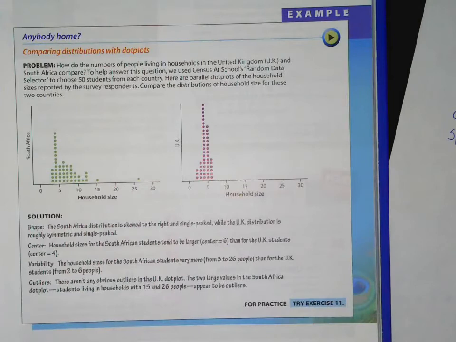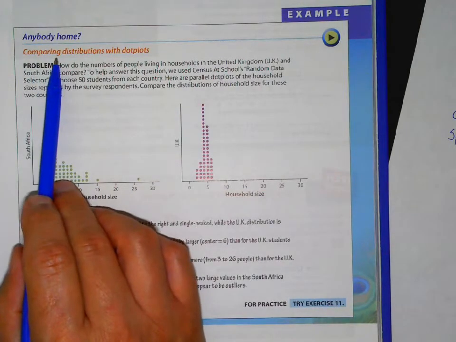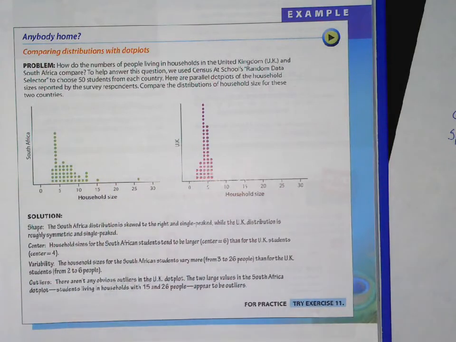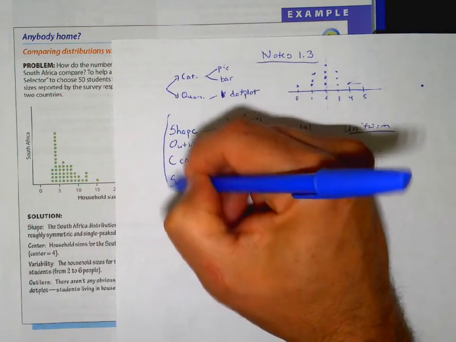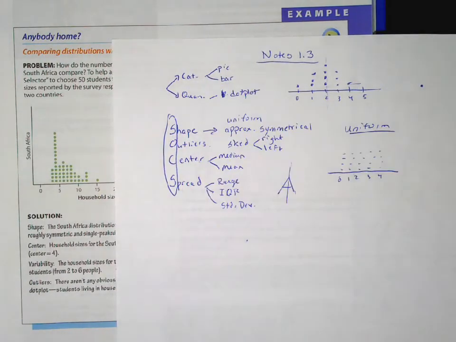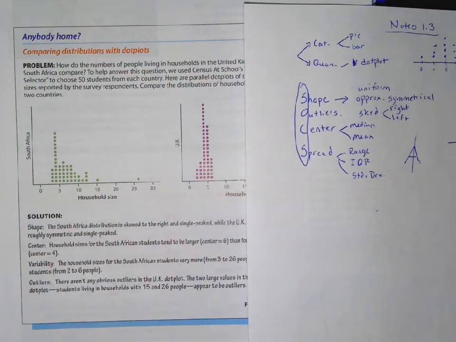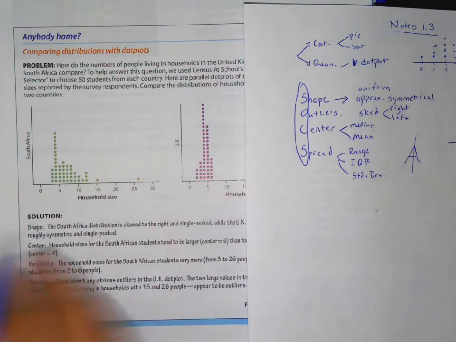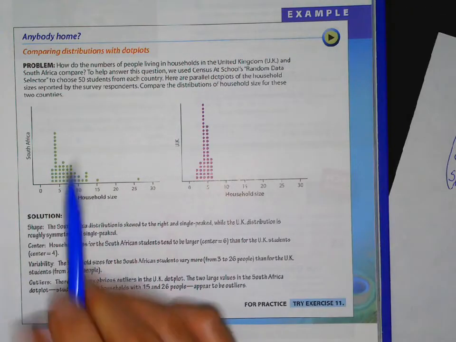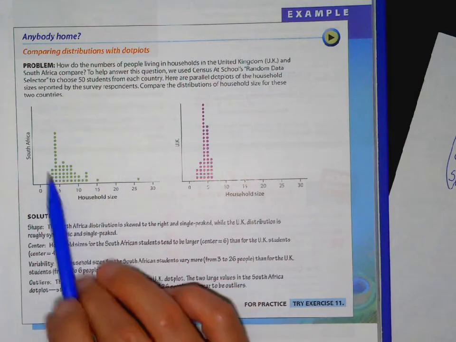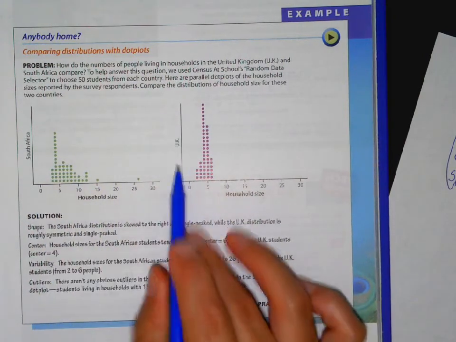So another big thing I'm going to ask you to do is to compare the distributions. I might give you 2 dot plots and I want you to compare those. I want you to always think about SOCS and how you would compare these. When I ask you to compare, I want you to use language like this is greater than that, or this is about the same as that, or this is less than that. So this is household sizes in South Africa and the UK.